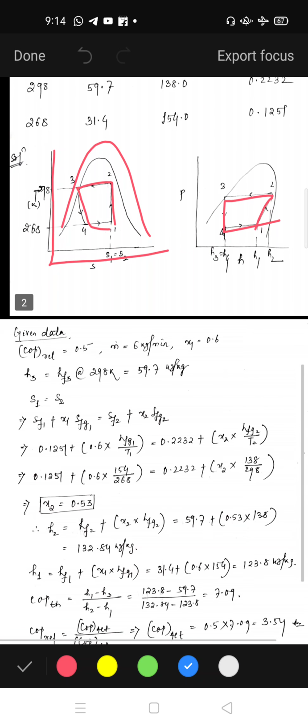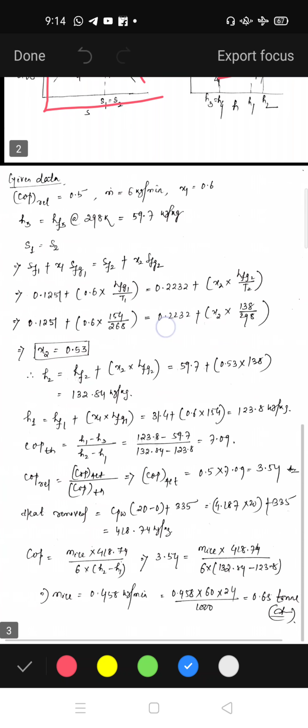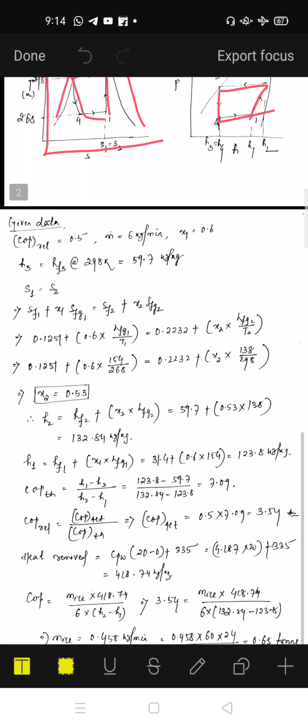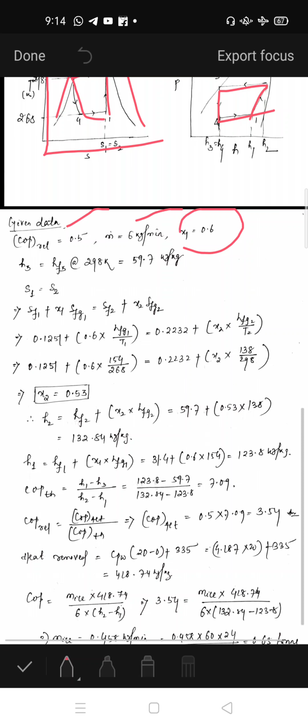Okay, let's see what the given data are. The relative COP is given, that is 0.5. The mass flow rate of the refrigerant is given, that is 6 kg per minute, and x1 is 0.6, means the dryness fraction at the entry of the compressor is 60%, means 0.6. Okay, our aim is to find the COP first. COP means H1 minus H3 divided by H2 minus H1.